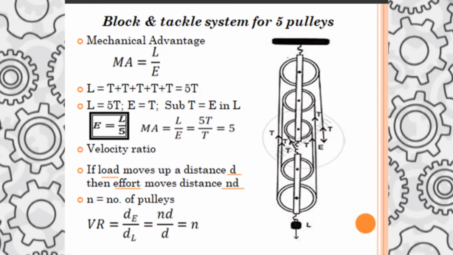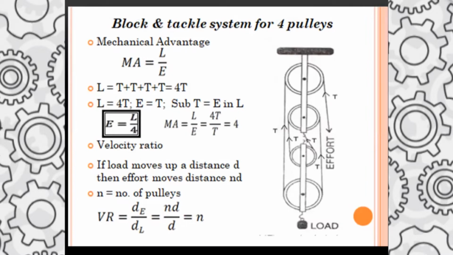So it totally depends upon the number of pulleys. Your mechanical advantage will be equal to the number of pulleys, and your velocity ratio will also be equal to the number of pulleys. So your efficiency will be, of course, 100%.